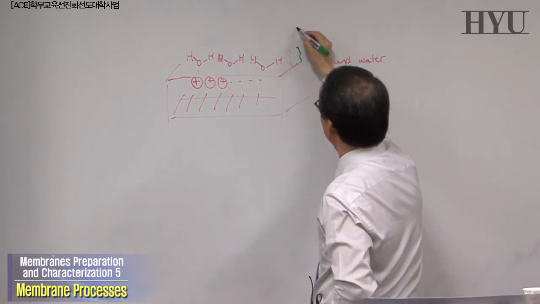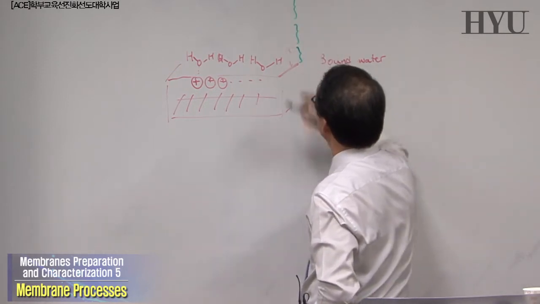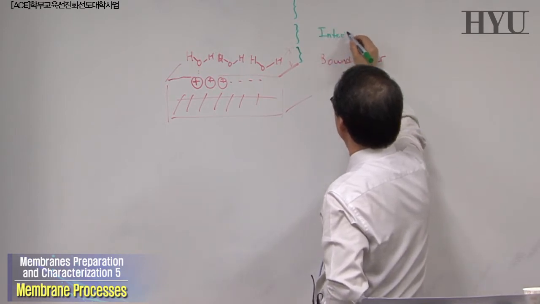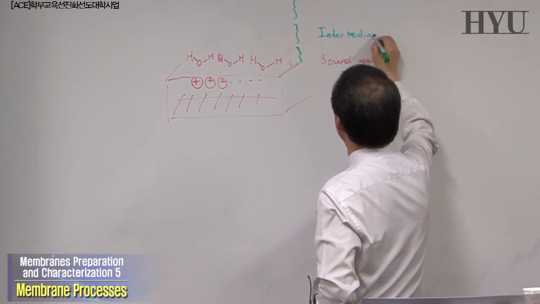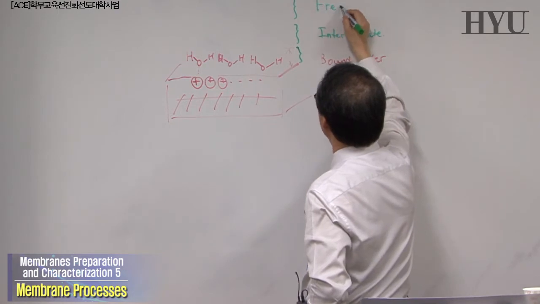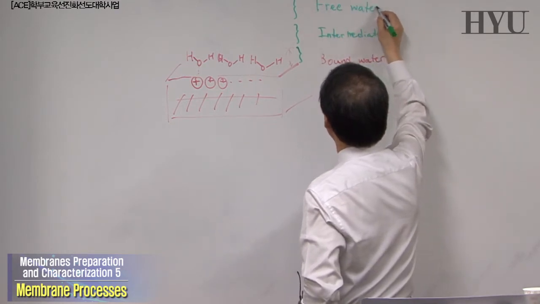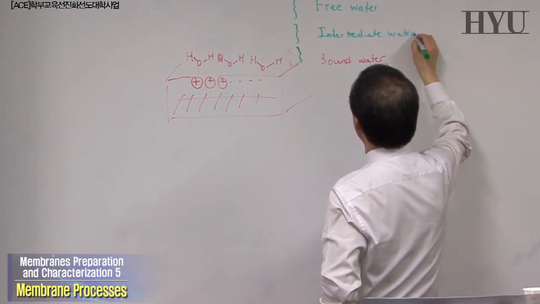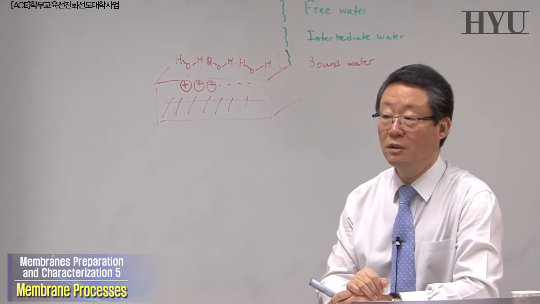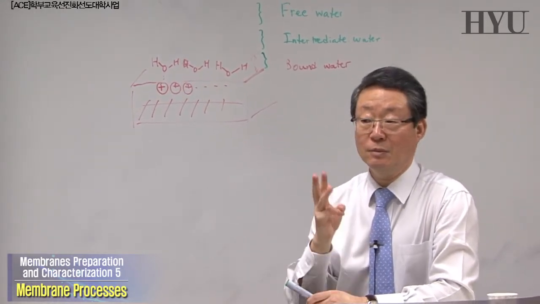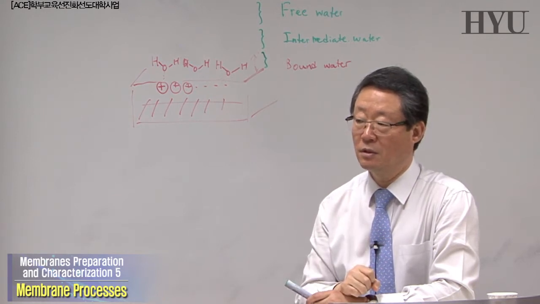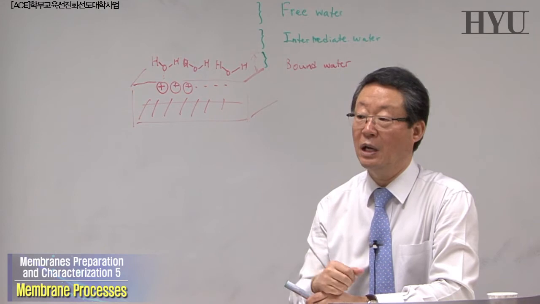And next, actually we have 3 layers. The next layer is called the intermediate layer. And the 3rd layer is called the free water. So when the membrane is swollen, we usually have 3 types of water present in the swollen state of your membranes, if you're talking about highly swollen materials.